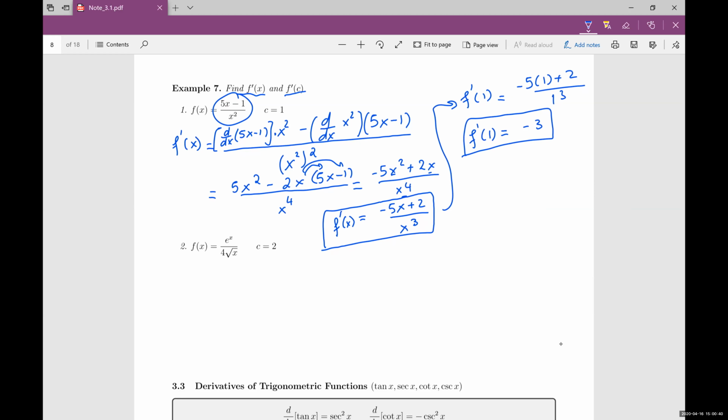So next question. Again, you have a quotient, so you're just going to use the quotient rule, and it says take the derivative of the top, multiply by the bottom, minus the derivative of the bottom, and then multiply by the top. Take everything divided by the bottom function squared.